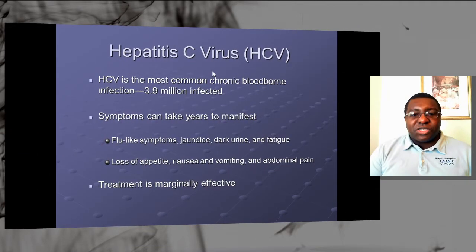Your hepatitis C is the most common chronic bloodborne infection. 3.9 million people are affected at the time of this presentation with OSHA, so I'm not too sure when this one was put together. The symptoms can take years to manifest: flu-like symptoms, jaundice again, dark urine, fatigue, loss of appetite, some nausea, vomiting, and the same abdominal pain. Treatment is marginally effective, meaning it's still going to be with you, but your treatment is going to relieve some symptoms as opposed to getting the HCV out of your system.